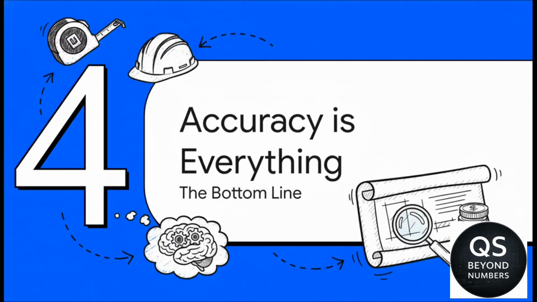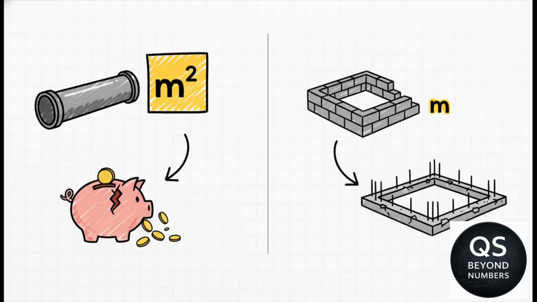All right, let's bring this all home. We've seen the units, we've talked about the mindset. Now, let's circle right back to the beginning and remember why this matters so much. This right here is the bottom line. If you measure pipes, a linear item, in square meters, your cost is going to be astronomically wrong. And if you try to estimate a concrete foundation, a volume item, just by its length, you won't have nearly enough material to do the job. Every single error hits the budget and it hits the build.